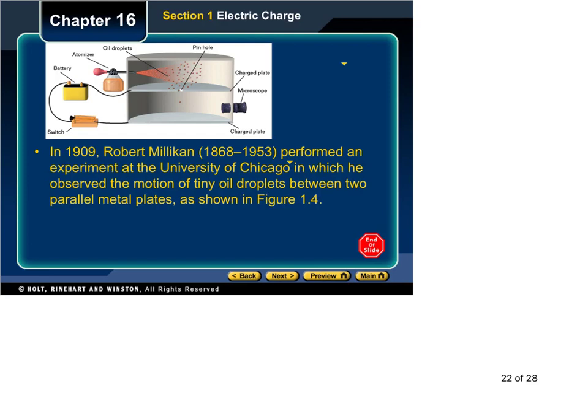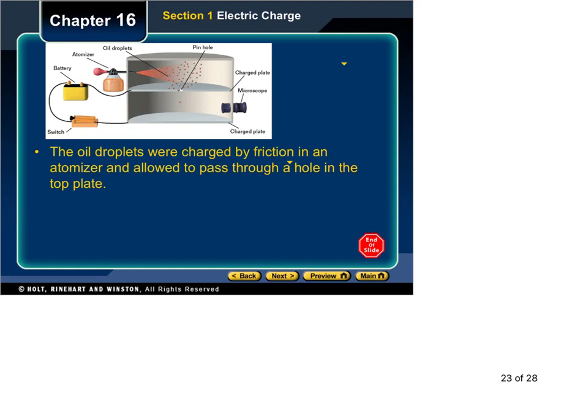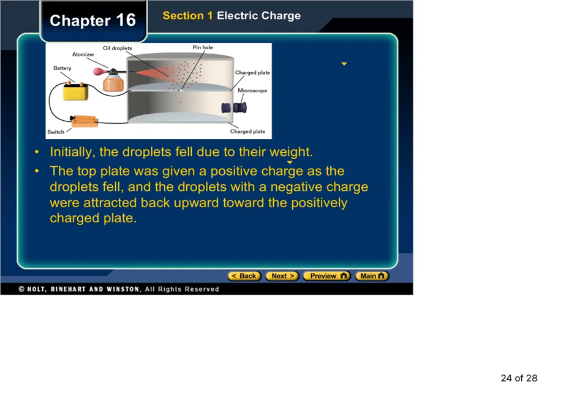Some of this information was developed by a scientist named Robert Millikan back in 1909. He did what we call the oil drop experiment, where we had this device I have illustrated here. We've got charged plates. Oil droplets charged by friction, and a tiny hole in the top plate, and they're allowed to pass through. They fell due to their weight, due to gravity. The top plate had a positive charge. The droplets with a negative charge were drawn back upward towards that positively charged plate.